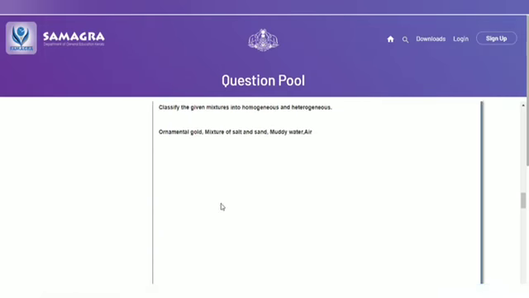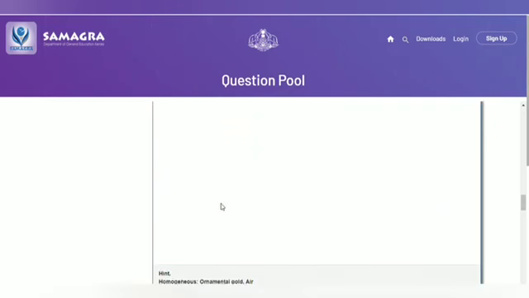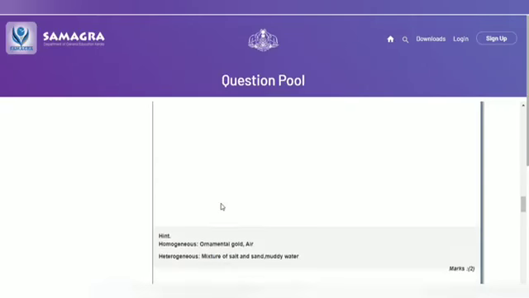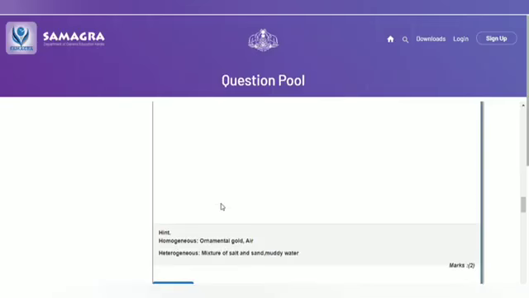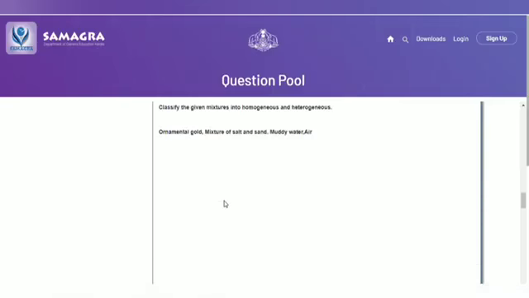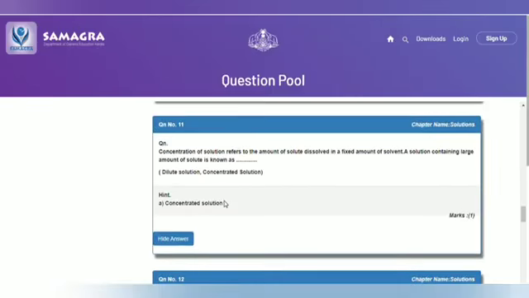Question number 10. Classify the given mixtures into homogeneous and heterogeneous. Homogeneous: ornamental gold and air. Heterogeneous: mixture of sand and salt, muddy water.